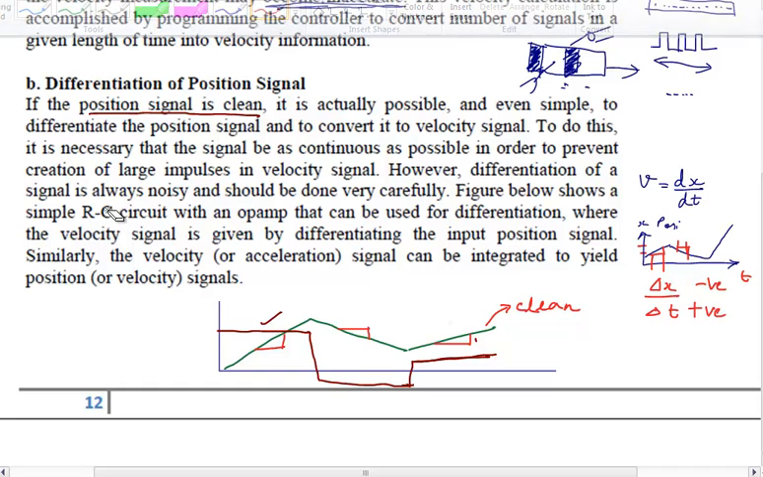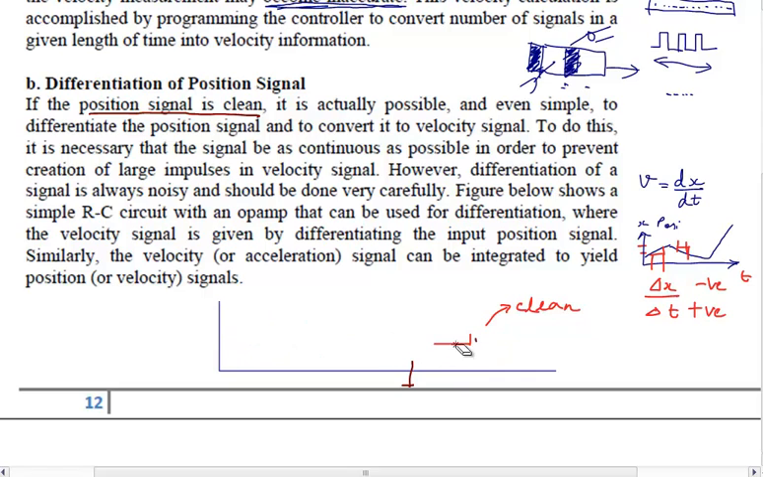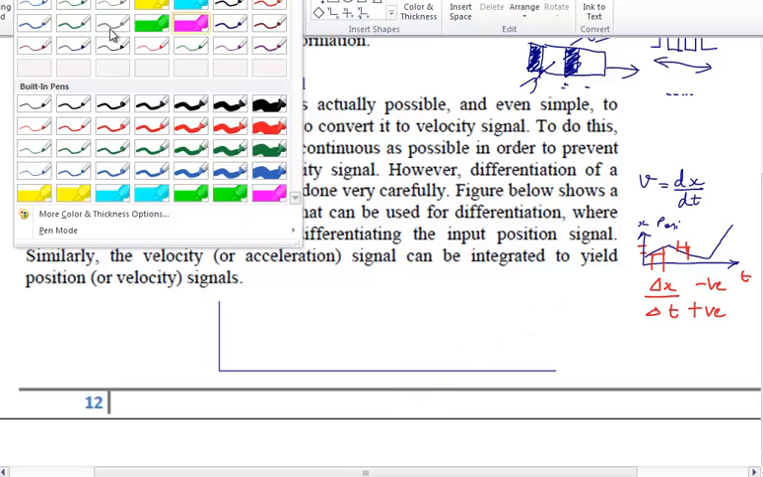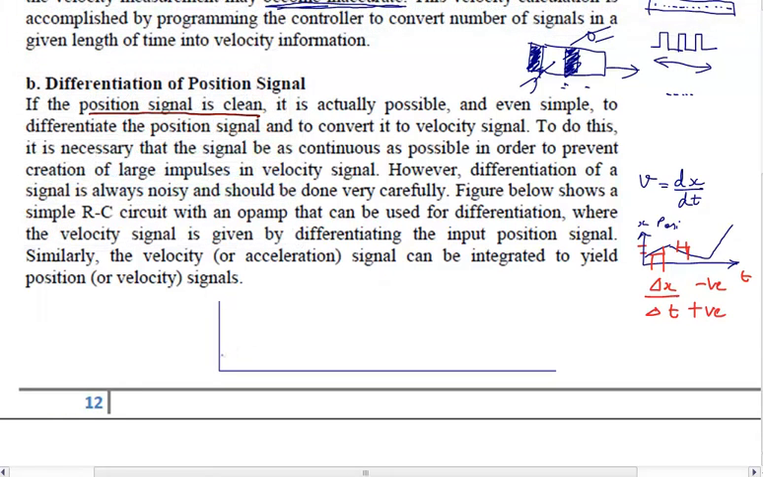Now this signal is very, very clean. Now let me draw an unclean signal, or a signal full of noise, so you will understand what is happening there. So now consider a signal which I have got from a sensor, which looks something like this.